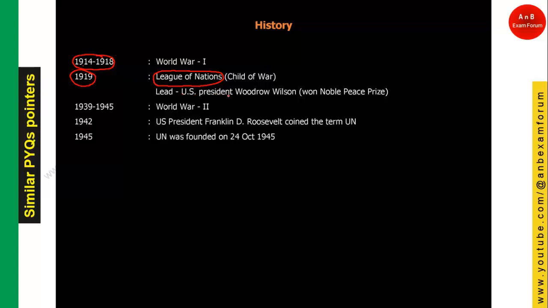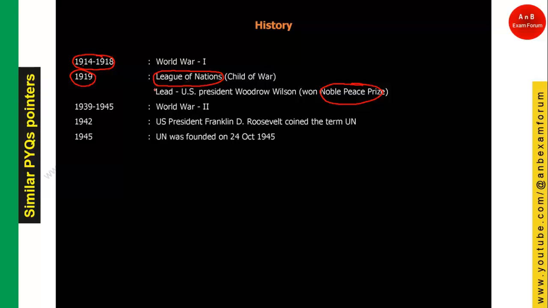And students, just remember, because of this President Woodrow Wilson won the Nobel Peace Prize. Why did he get the Nobel Peace Prize? Because he put a lot of effort into making the League of Nations, allowing all the countries to talk, so that again a world war cannot happen. So this League of Nations is also known as child of war. You can think of it like this: after the war is over, a child is born. What is the name of the child? It is the League of Nations. Got it? So the child of war is known as the League of Nations.